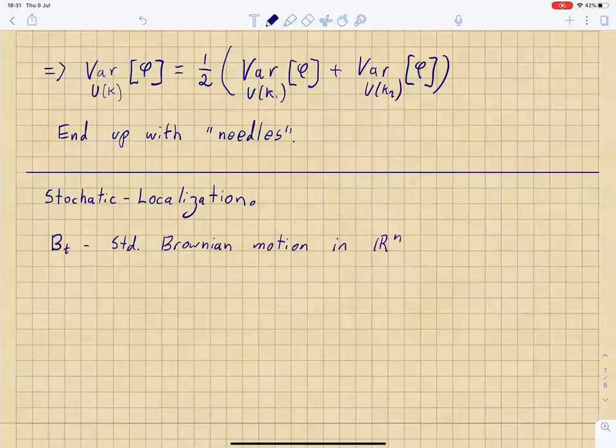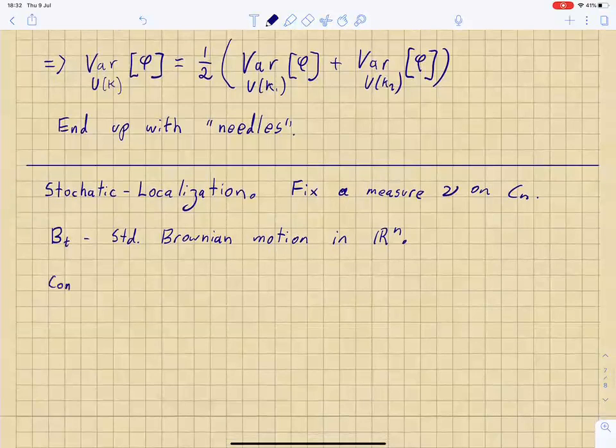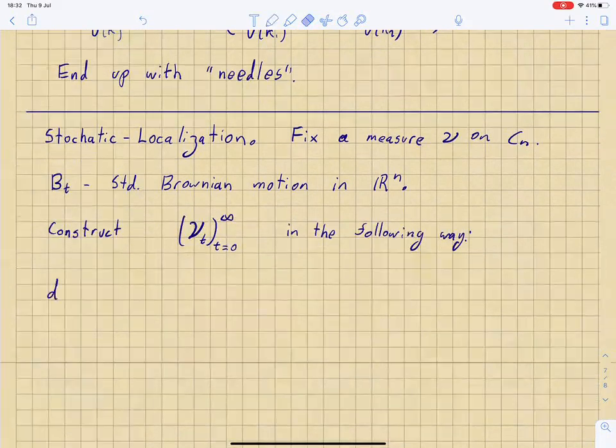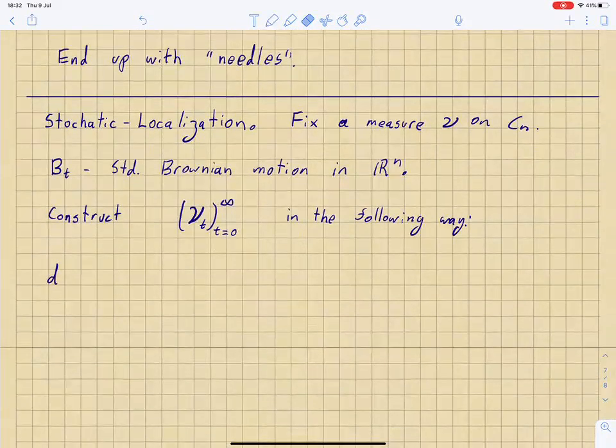In R^n, maybe before that, let's fix a probability measure nu on the discrete hypercube, and we're going to construct a measure-valued process mu_t. So for every t, mu_t is going to be some probability measure in the following way. I'm going to construct it by telling you what the density of mu_t is.